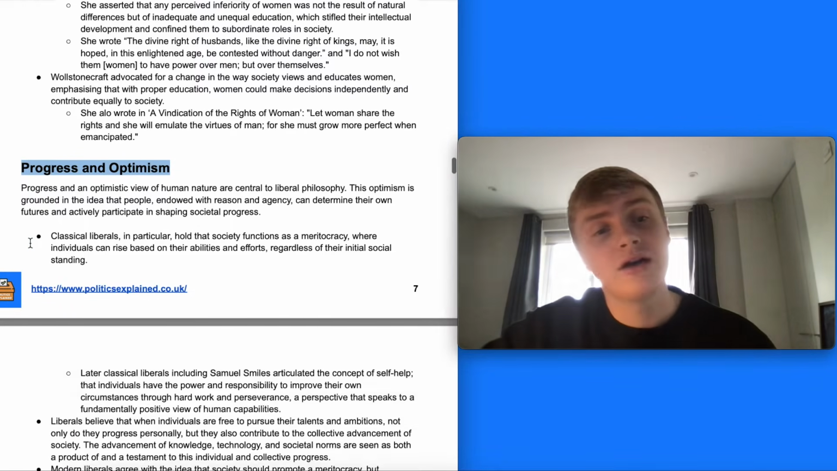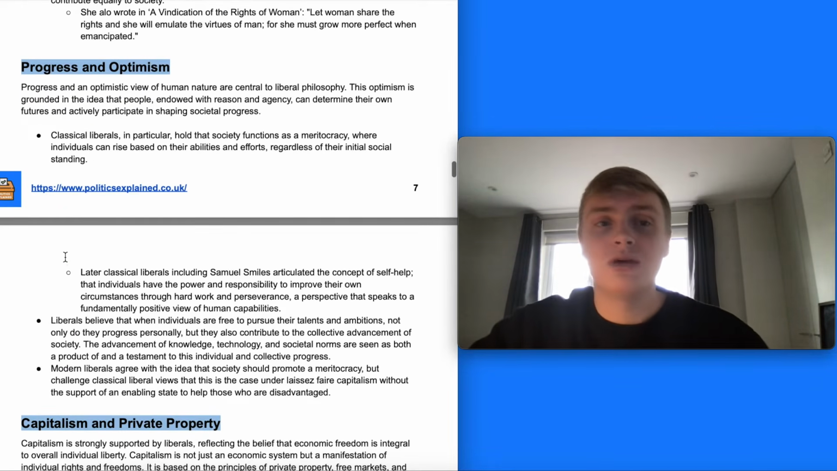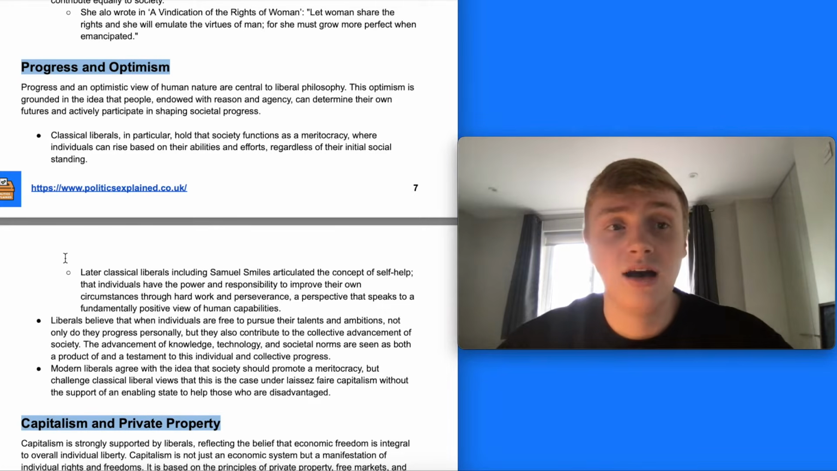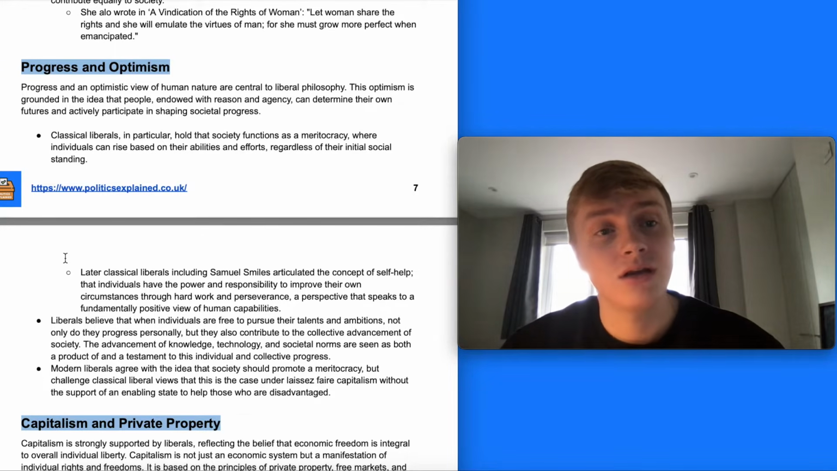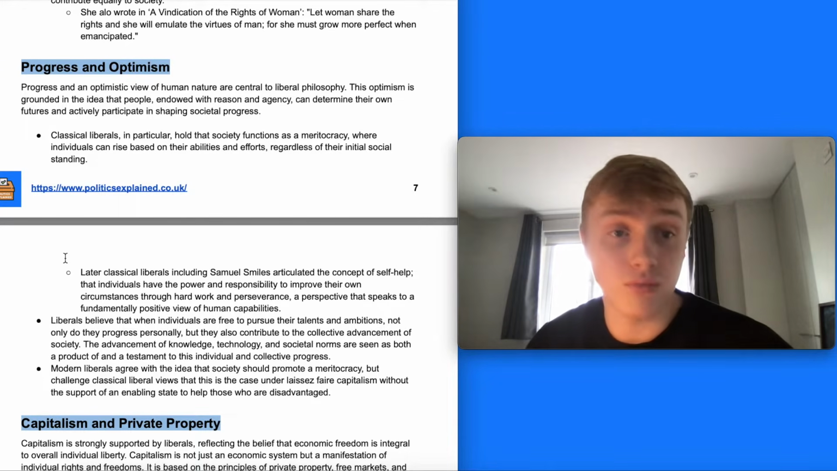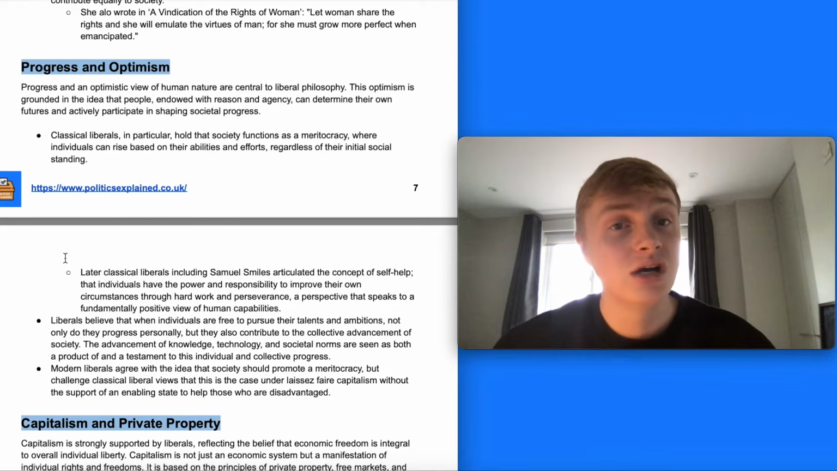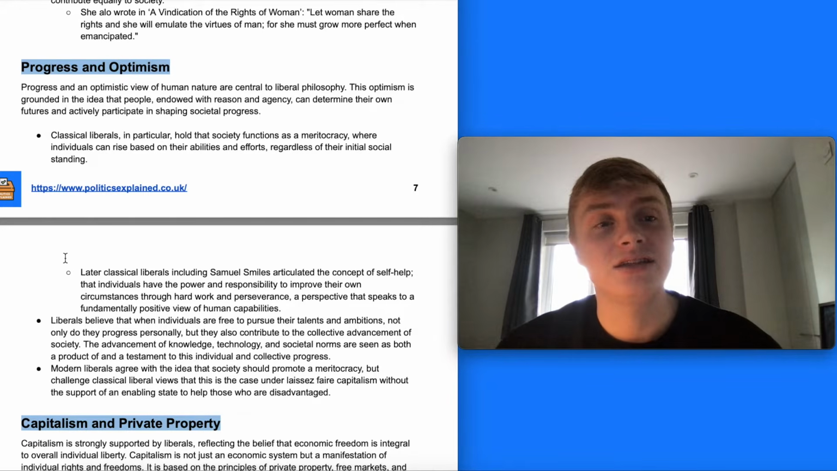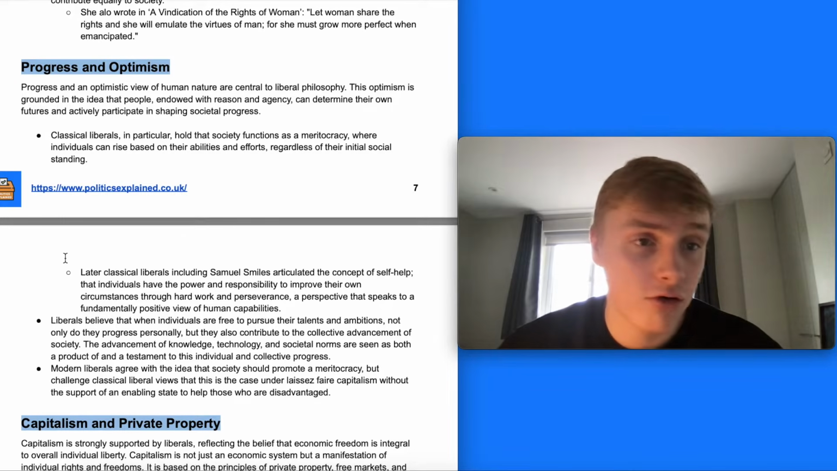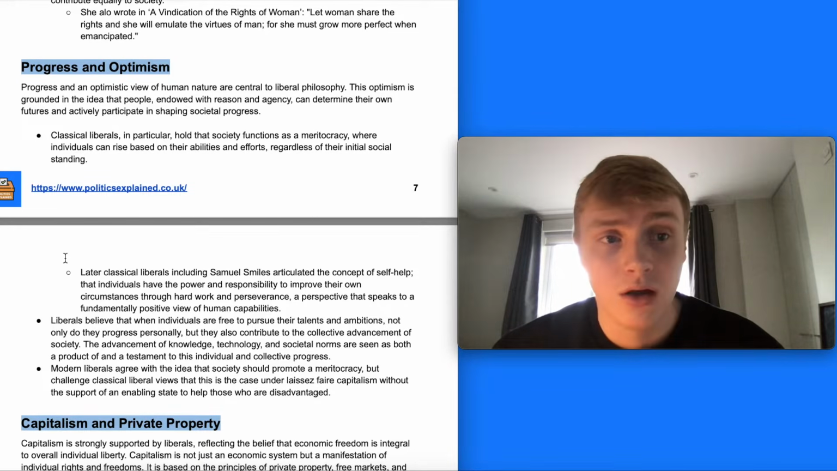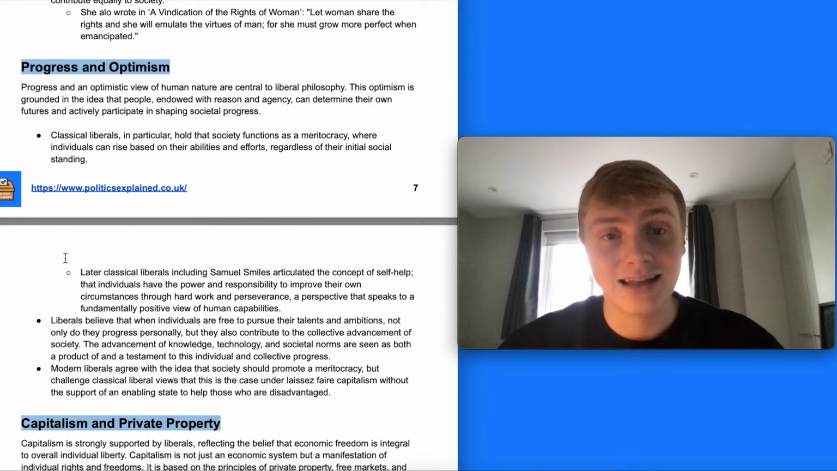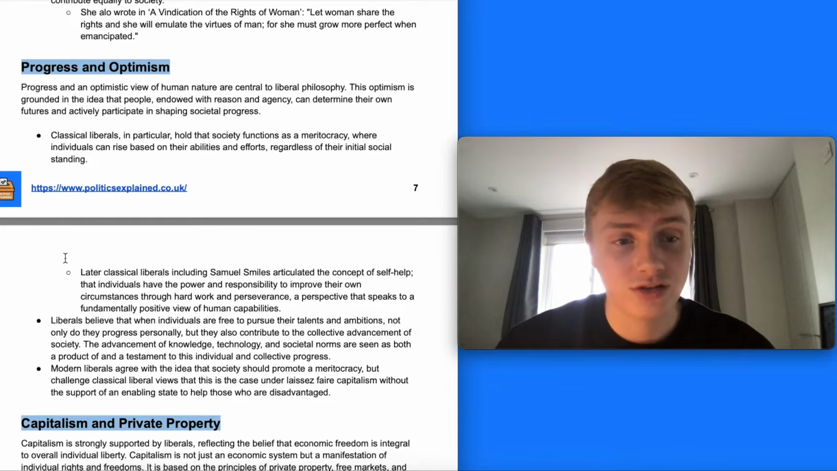Another key belief in human nature that we can have a look at, and this also of course links into society, is the belief in progress and a very optimistic view of human nature. So this optimism is grounded in the idea that people who have reason and agency, so they are rational, can determine their own futures and actively participate in shaping societal progress. So classical liberals hold that society functions as a meritocracy, where individuals can rise based on their abilities and efforts regardless of their initial social standing.